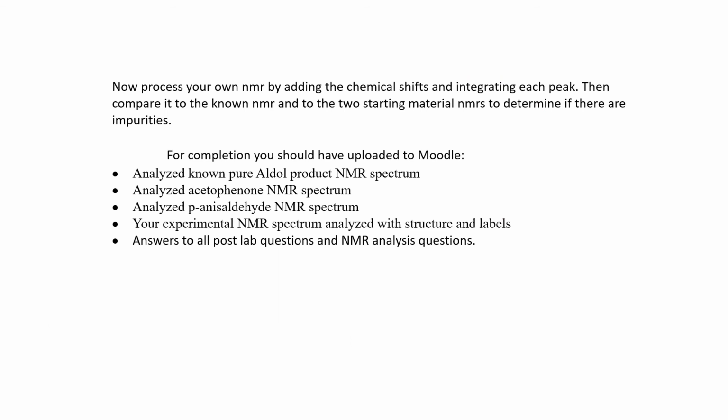Okay, so now you're supposed to process your own experimental NMR by adding the chemical shifts and integrating each peak, compare it to the known NMR of the two starting materials to determine if it's pure or if there are impurities. So your assignment is to have all of these things: your analyzed pure aldol product, your analyzed acetophenone, your analyzed p-anisaldehyde, and your analyzed experimental NMR spectrum with the structure and the labels, and answer all the post-lab questions and the NMR questions. This is due Friday at 6 p.m.